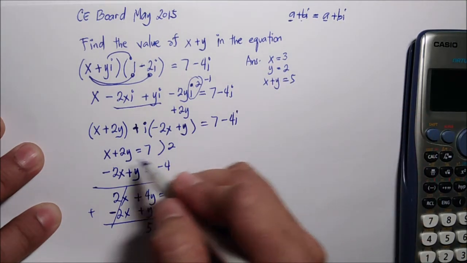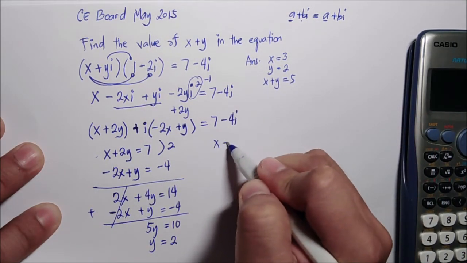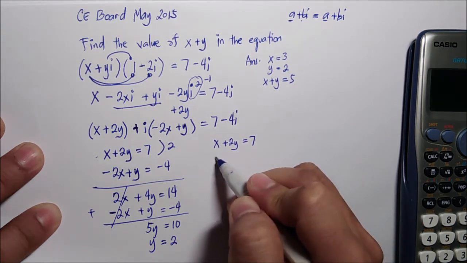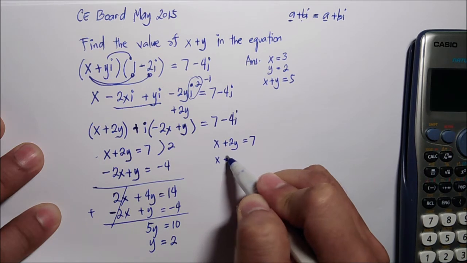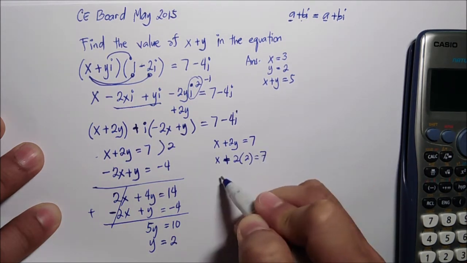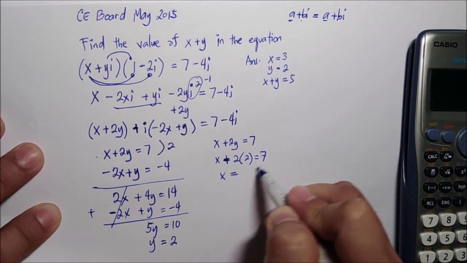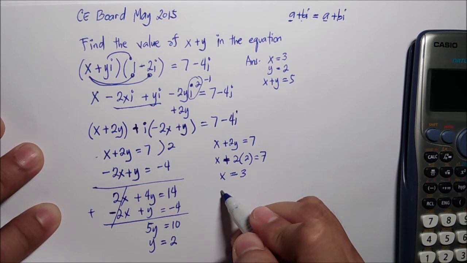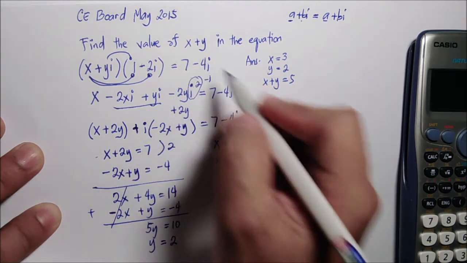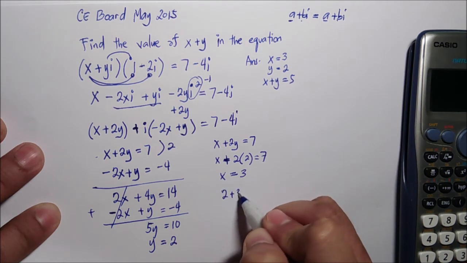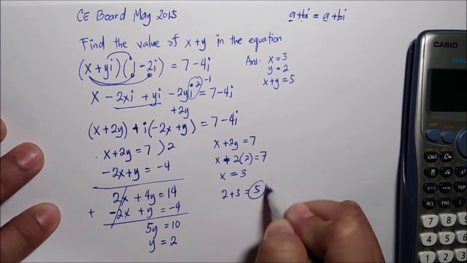Then we can check using the equation x plus 2y equals 7. The value of x: x plus 2 times 2 equals 7, so x is equal to 7 minus 4, that is 3. So the value of x plus y, as required from the problem, is 2 plus 3, that is 5.